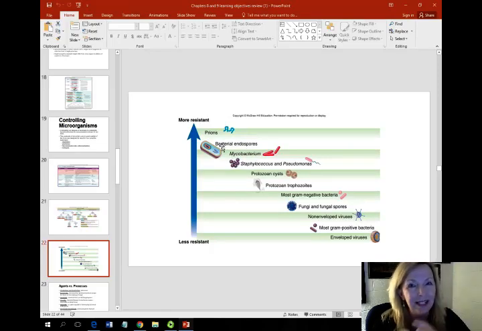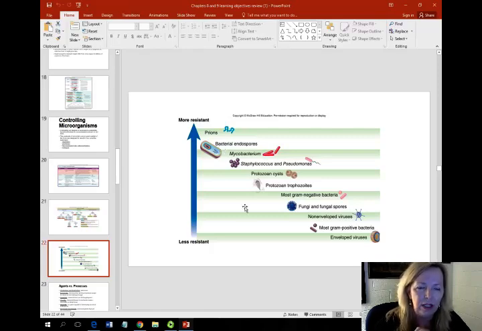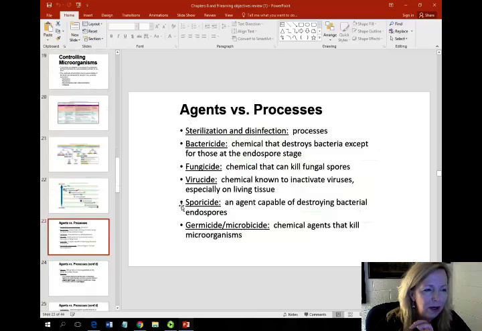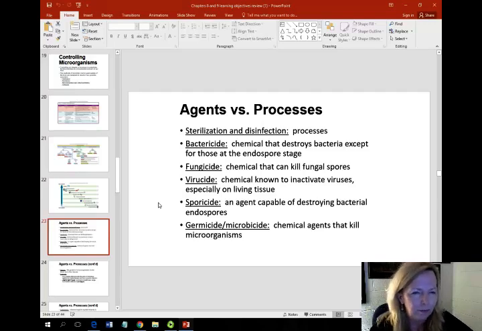And then there's this non-living structure we call prions, which we know are self-replicating proteins. These are incredibly resistant as well. So just have a basic idea about this hierarchy and what you could be getting rid of, depending on what type of source you're using, whether it's physical, chemical, or mechanical.